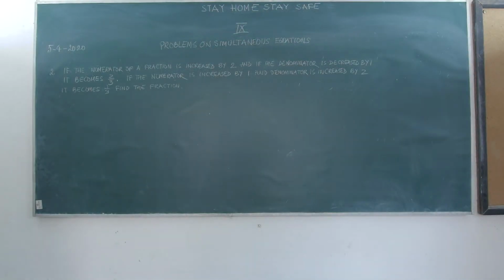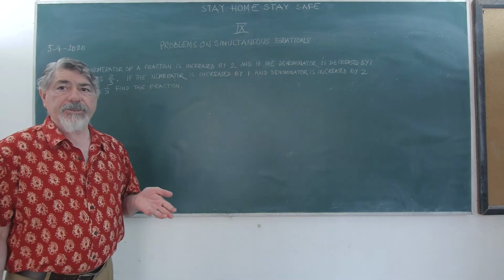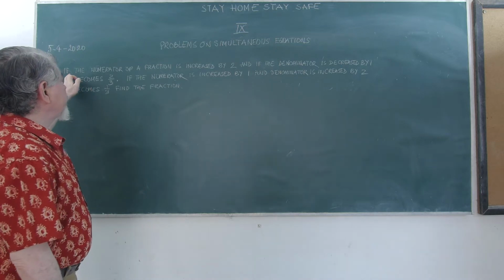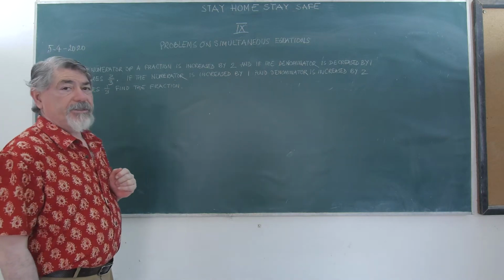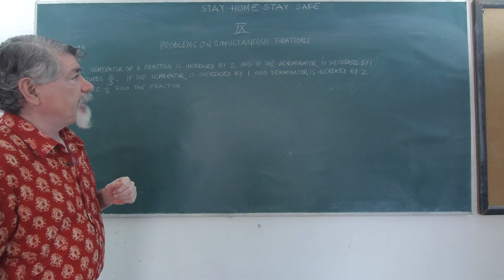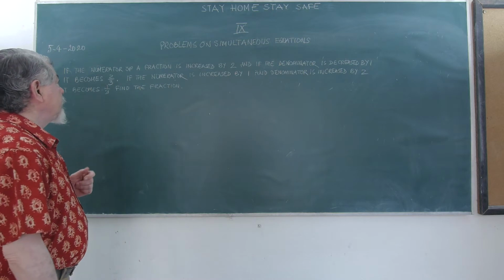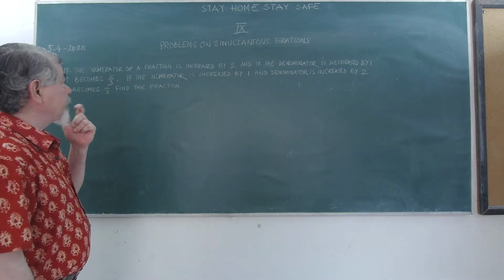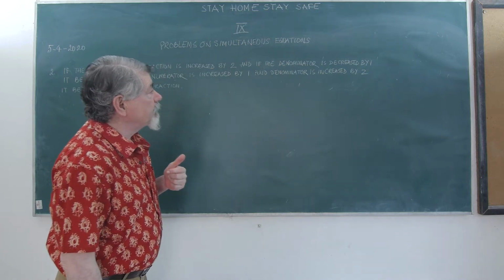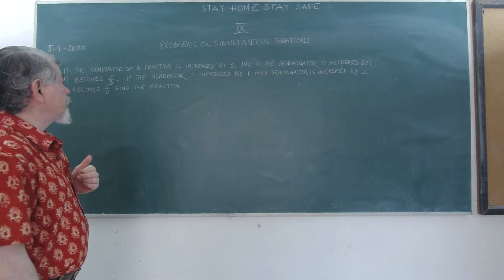We have another question on simultaneous equations problem. We were discussing problems on simultaneous equations. Now it says if the numerator of a fraction is increased by 2 and the denominator is decreased by 1, it becomes 2 upon 3. If the numerator is increased by 1 and denominator is increased by 2, it becomes 1 upon 3.